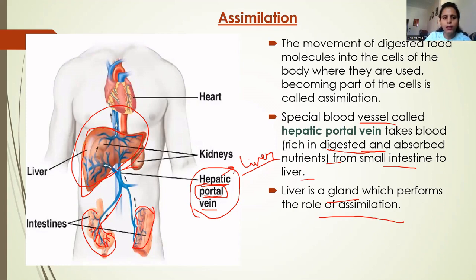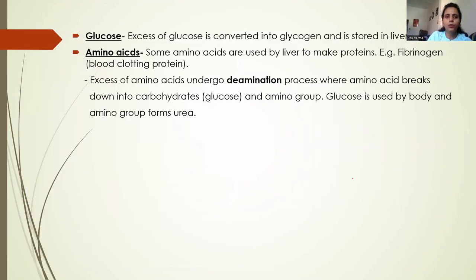Now we will look into the assimilation of only two nutrients, and these are glucose and amino acids. When we consume excess glucose, this excess glucose is converted into glycogen and is stored in liver cells. The excess glucose is absorbed from the blood by the liver cells, and liver cells convert this glucose into glycogen molecules, and this glycogen gets stored in the liver cells itself. In detail you will learn about this in further units.